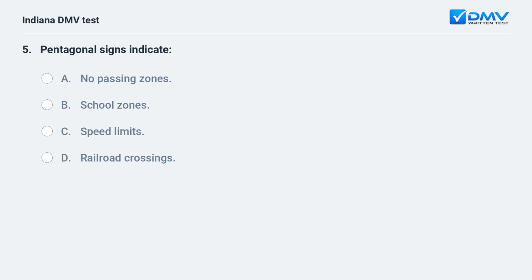Pentagonal signs indicate: A. No passing zones. B. School zones. C. Speed limits. D. Railroad crossings.